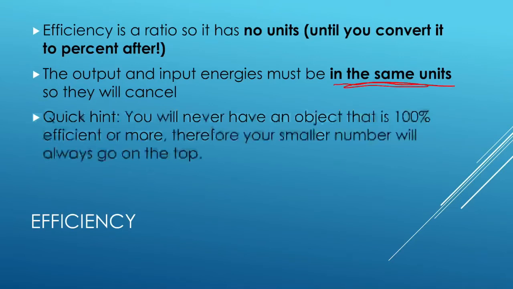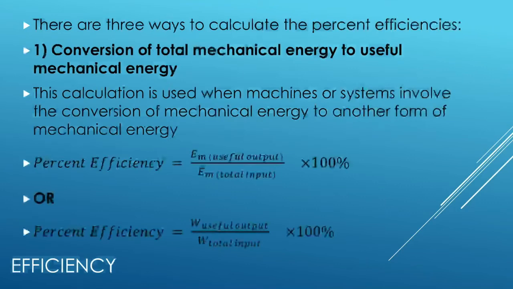So just so you know, if you get something over 100, you probably put them in the wrong place and should switch them. Okay, let's look at our different ways to calculate percent efficiencies. We're basically doing the same thing over and over, but we're just looking at the specific conversions.